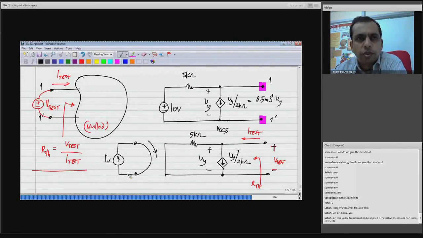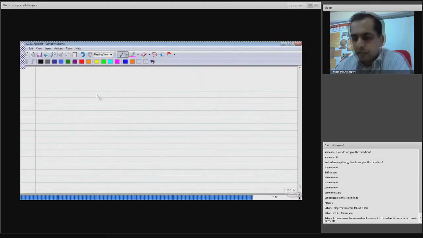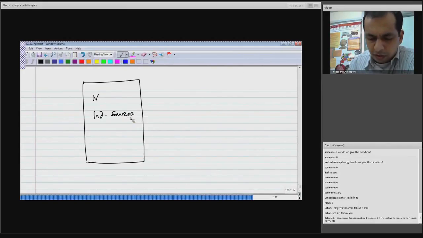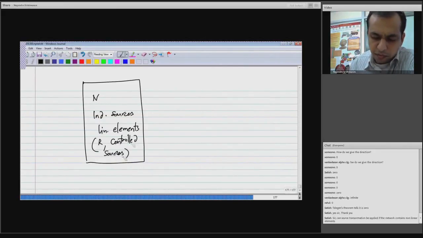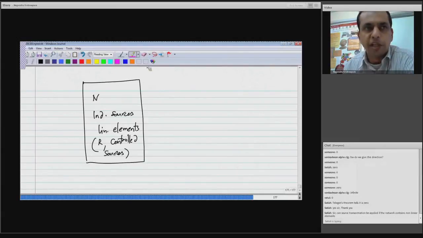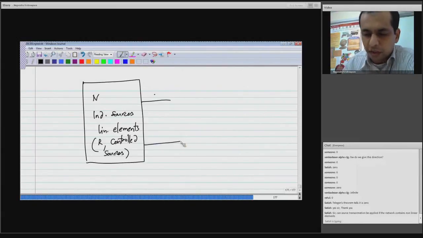Now another question is, can source transformation be applied if the network contains nonlinear elements? Now like I said before, the part that you are transforming has to contain linear elements. So what I mean by this is the following. I have taken the example of this network N with independent sources and linear elements, and linear elements includes the resistances and controlled sources, with the only condition that the controlled sources have to be controlled by something inside N, some branch voltage or branch current. Okay, and you have 1 1 prime.